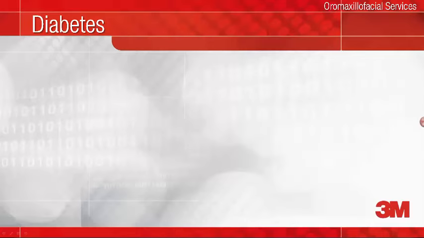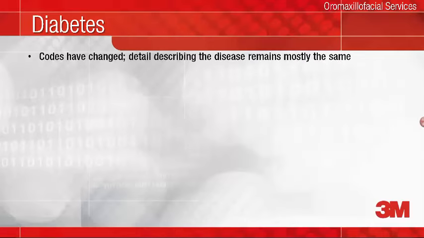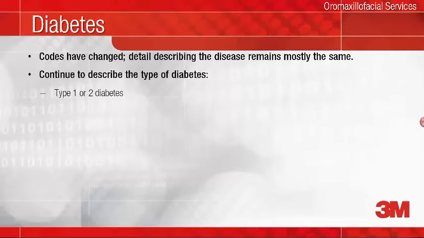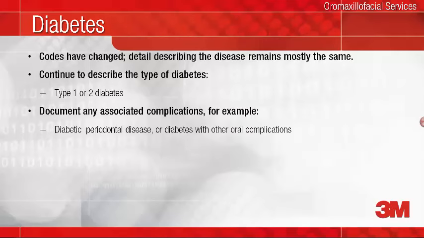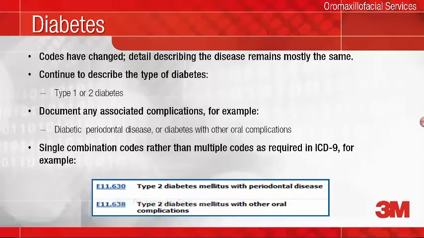The look and feel for codes describing diabetes have changed, but the level of detail describing the disease remains mostly the same. Therefore, your documentation doesn't need to change as long as you are currently documenting the type of diabetes as type 1 or type 2, and any associated complications, for example, diabetic periodontal disease or diabetes with other oral complication. The good news is that ICD-10 uses single combination codes to describe the disease.